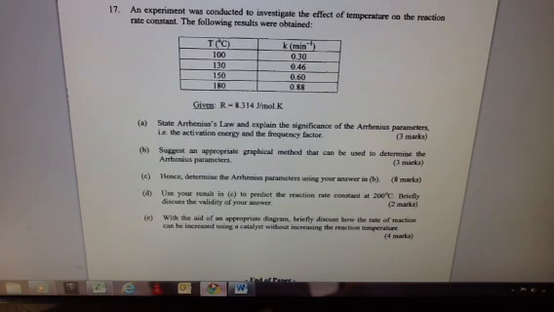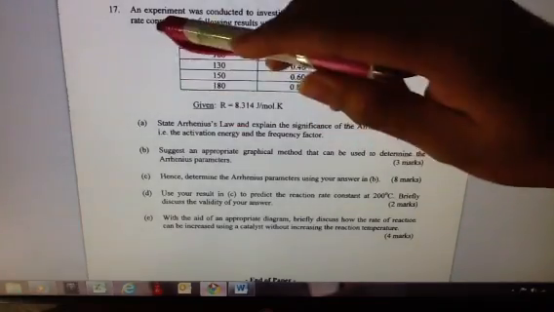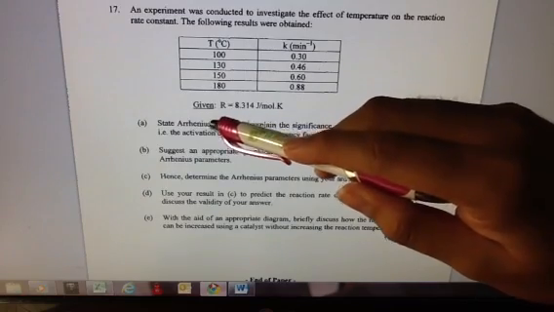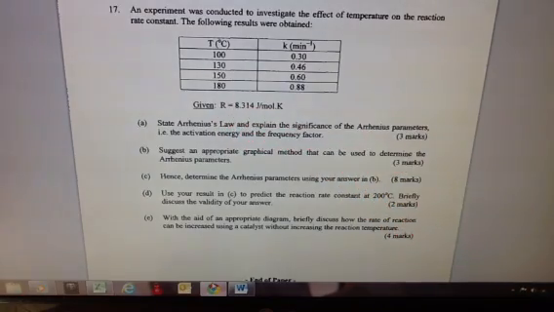Here's the question. An experiment was conducted to investigate the effects of temperature on the reaction rate constant. The following results were obtained, as shown in the box. And given that your gas constant, which is denoted by R, is 8.314 joules per mole Kelvin.